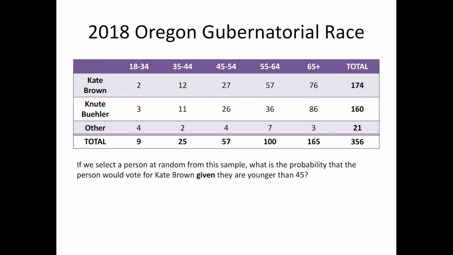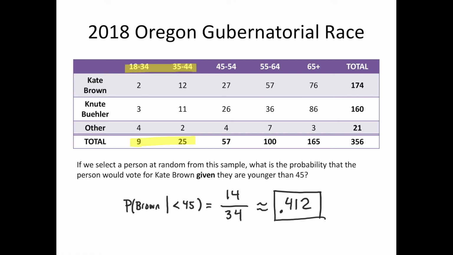Okay, so since the given information is that the person is younger than 45, we in essence restrict our sample space, at least in our minds, to just the columns corresponding to sample subjects who are younger than 45. So those would be the first two columns. Out of those 34 individuals, 14 of them supported Kate Brown. So the conditional probability of a randomly selected participant supporting Kate Brown, given that they're younger than 45, would be approximately 0.412.